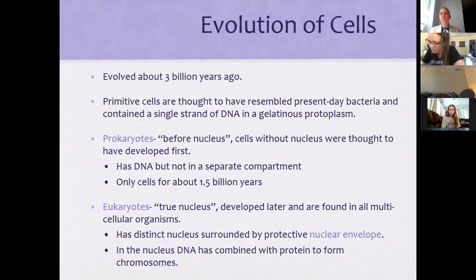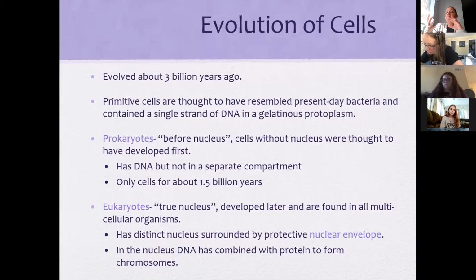So cells have been evolving for about 3 billion years. They're not new. The primitive cells way back did not have a nucleus. They did contain genetic material, but they were known as prokaryotes, meaning before a nucleus. So they had DNA, but the DNA was just loosely scattered. It didn't have a separate little room, this nucleus.